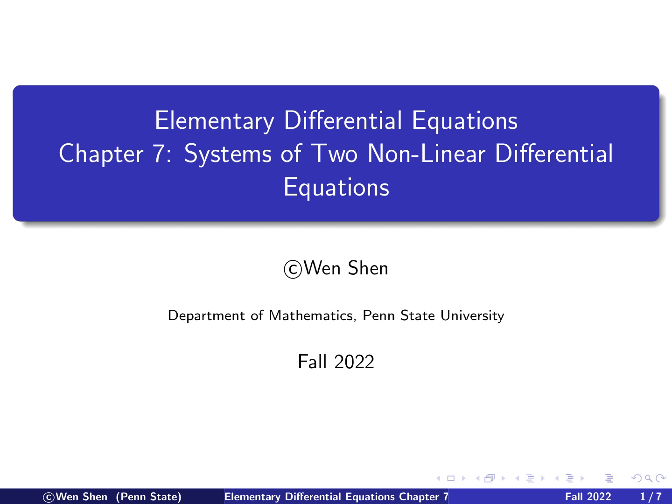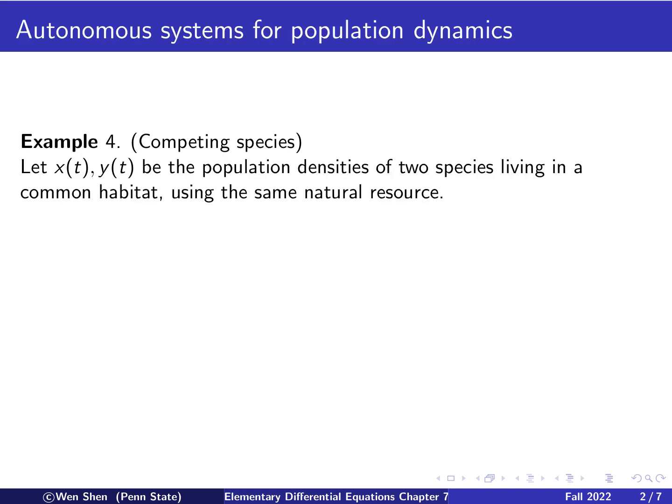This is video number 2 for chapter 7 and the topic is on systems of two nonlinear differential equations. In this video, we consider applications of autonomous systems in population dynamics. In particular, we'll go through two models and the meaning of the models, and we will find critical points for these systems.